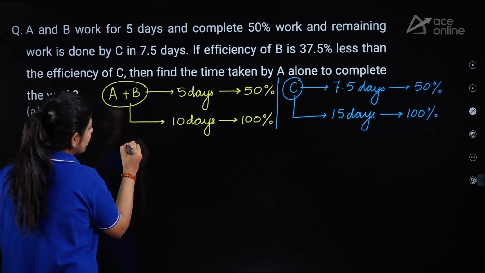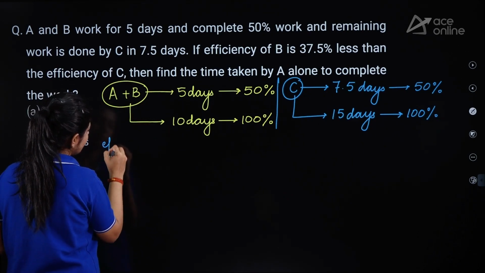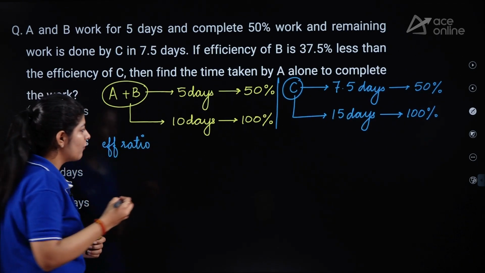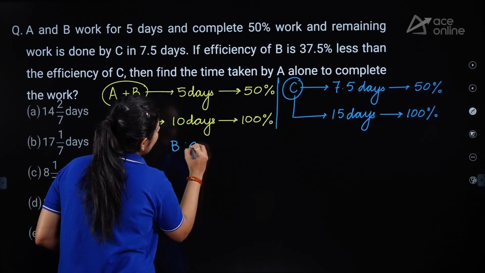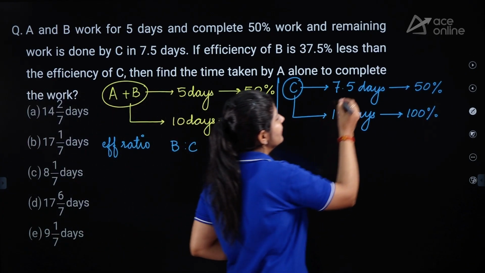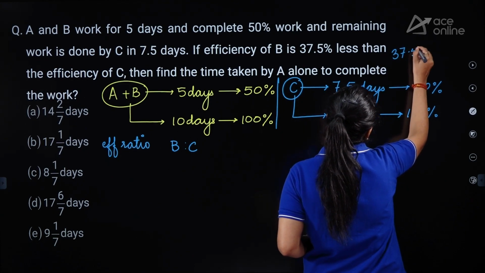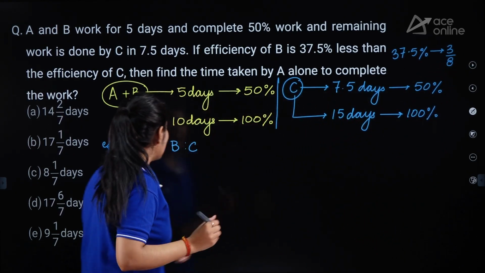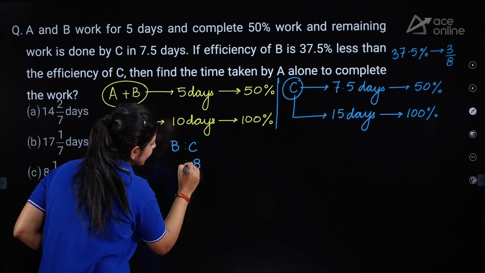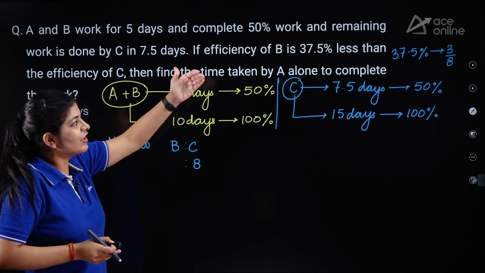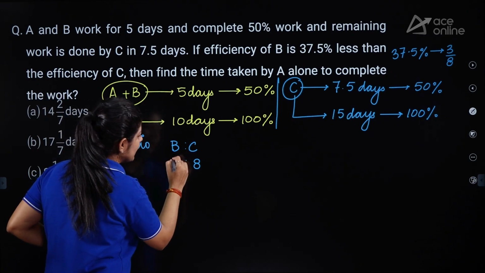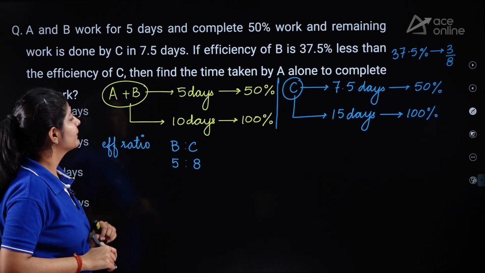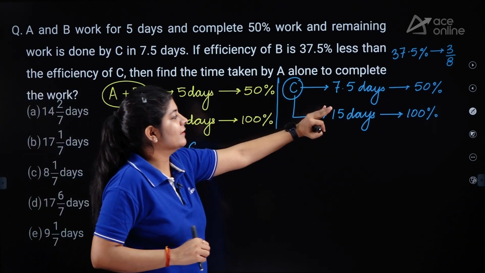So if I want to write down the efficiency ratio of B to C. Now, I recently told you that here we are having 37.5, and we can write 37.5 as 3 by 8, right? So we can say that if the efficiency of C is 8, with respect to that, B is having 3 less than this one, that means B is having just 5. Is it clear?